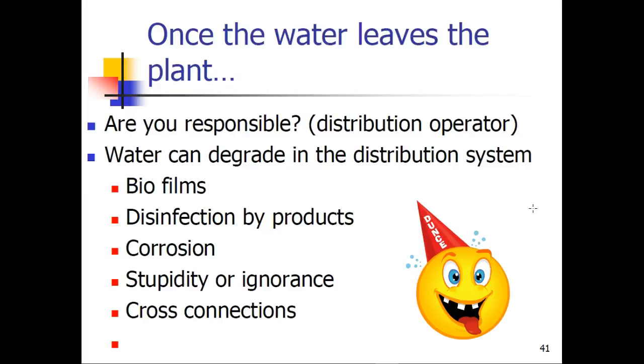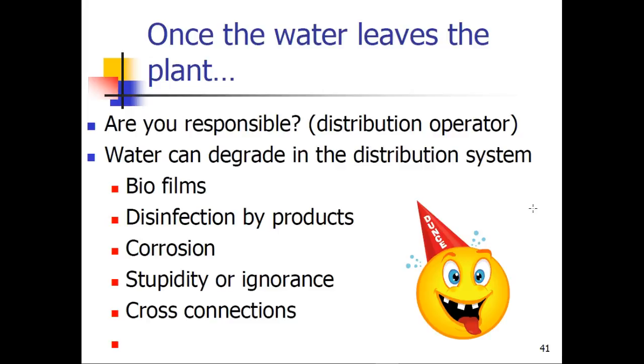Once the water leaves the plant, are you responsible? The distribution operator is. Water can degrade in the distribution system. So we're treating the water in the water treatment plant, and that's the treatment part of it. So that's the operator that's doing that. Then we have the distribution system where it's going out through the lines to the customer's house.